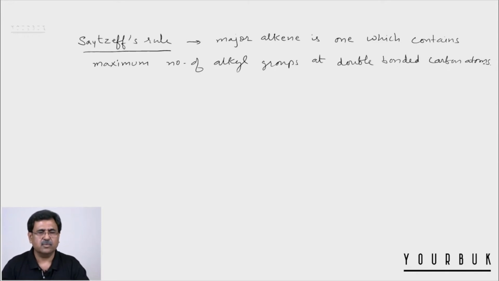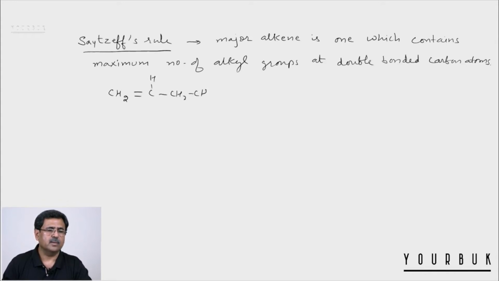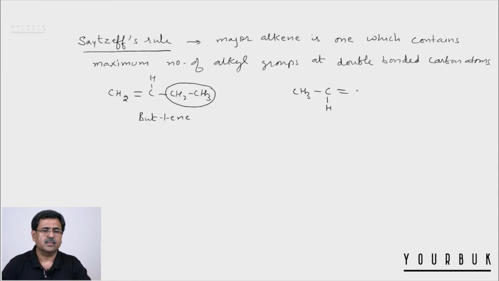So according to Saytzeff rule, the major alkene is one which contains the maximum number of alkyl groups at the double bonded carbon atoms. Now let us see these two examples. In case of but-1-ene, you have only one alkyl group at the double bonded carbon, that is ethyl. Now in case of but-2-ene, there are two alkyl groups present at the double bonded carbon. In this case, the two methyl groups are present.